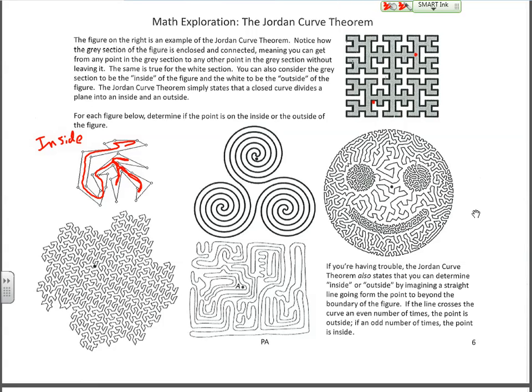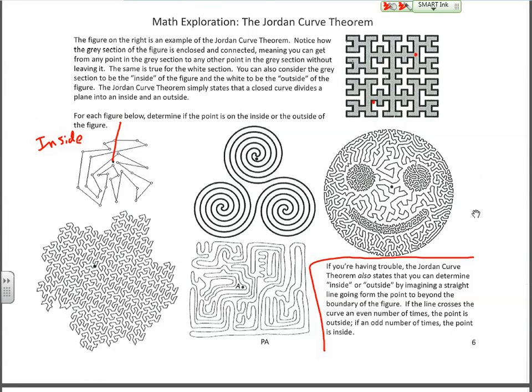Second one, third one, fourth one, fifth one. The points get a little bit more challenging there, right? And then this section down here is my gift to you in the spirit of Christmas. Here's a hint. If you're having trouble, the Jordan curve theorem also states that you can determine inside or outside by imagining a straight line going from the point to beyond the boundary of the figure. So it's like I took a straight line from this point and just went out. If the line crosses the curve an even number of times, the point is outside. If an odd number of times, the point is inside.